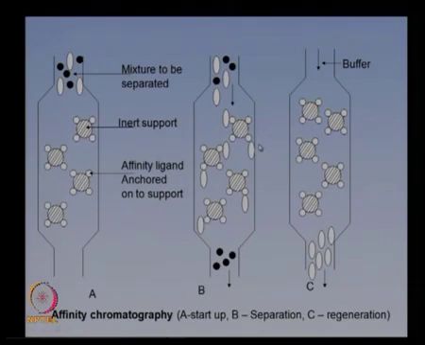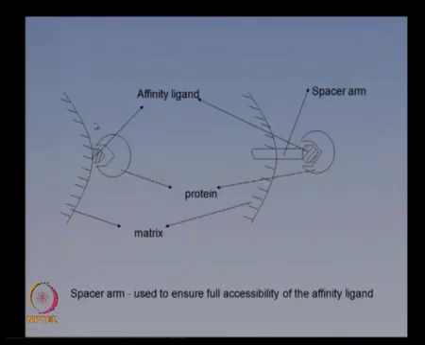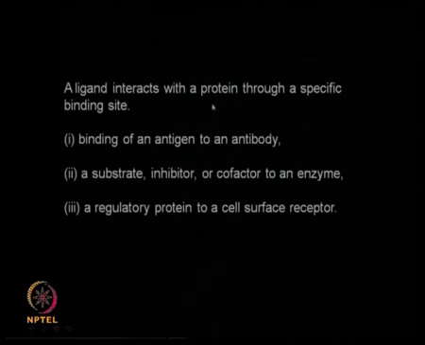So let us look more at affinity chromatography. We have the affinity ligand, but there is also something called a spacer arm. You need a long spacer arm so that the protein is bound only to the ligand and does not interact with the matrix. If it interacts with the matrix, the protein may get deactivated or denatured, and we do not want that to happen. So we have a very long spacer arm, maybe a long chain hydrocarbon, and at the end of this chain you have the ligand fixed. Now the ligand interacts with the protein through a specific binding site.